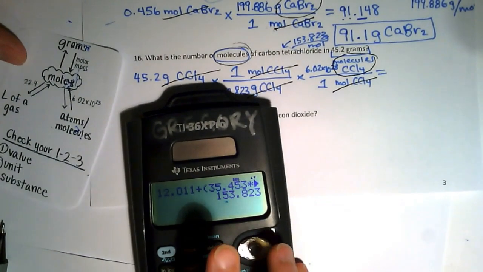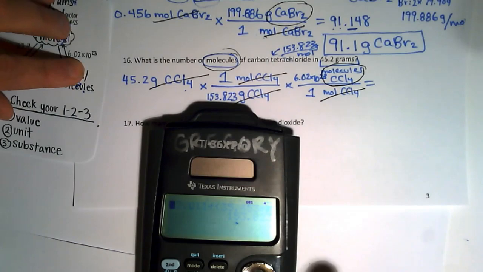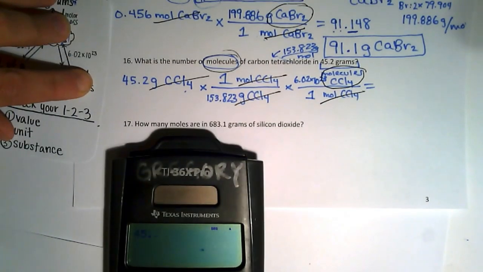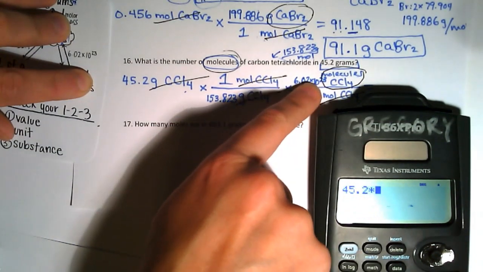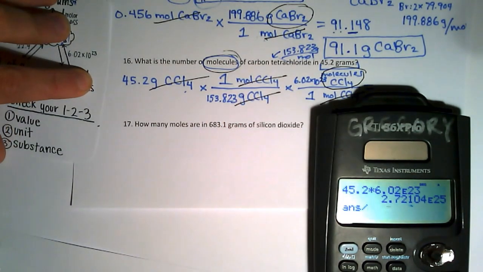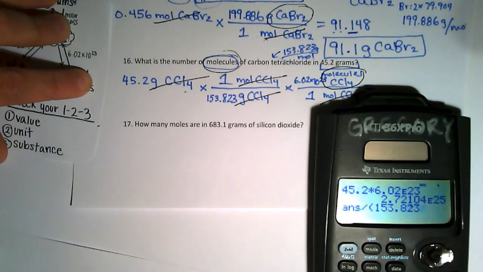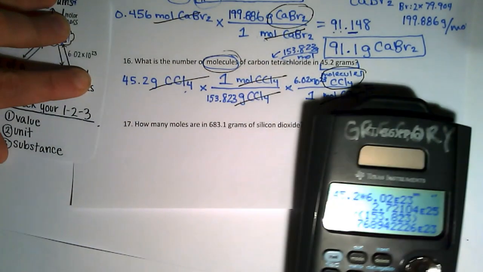So using our calculator, let's figure out our final answer. So we need to do 45.2 times 6.02 e to the 23rd. All of our stuff on top. And we divide by the things in the denominator. So divided by 153.823. Close parentheses, hit enter. So that's 1.76 e to the 23rd. And that big number does make sense because we're looking for a number of molecules. So it's going to be a whole lot of molecules.